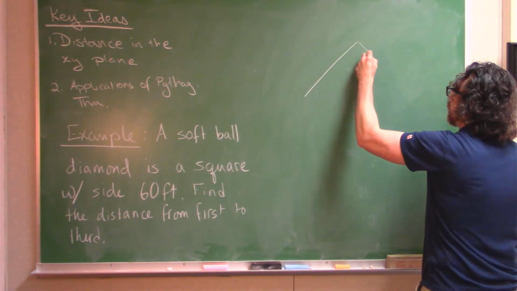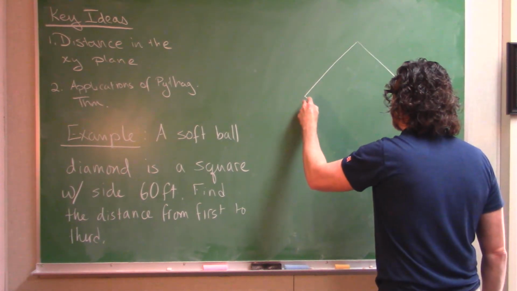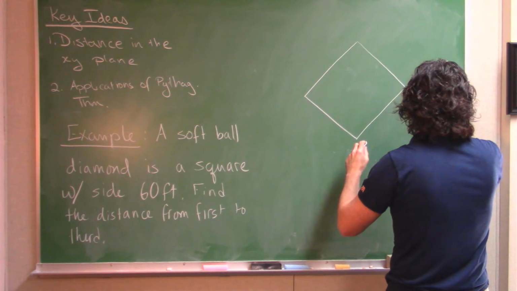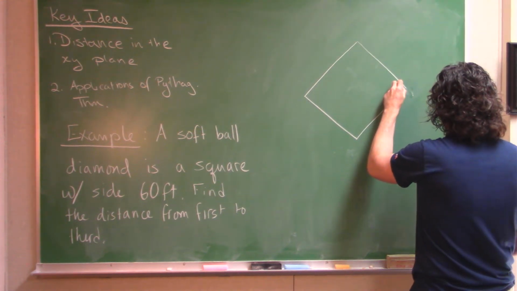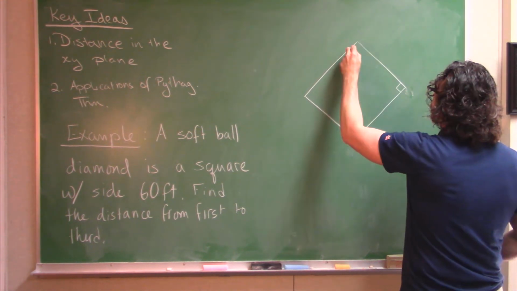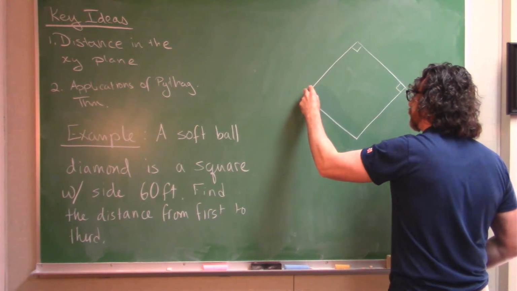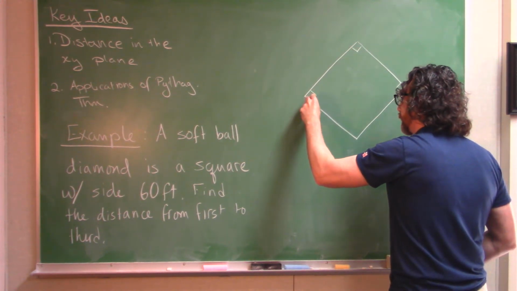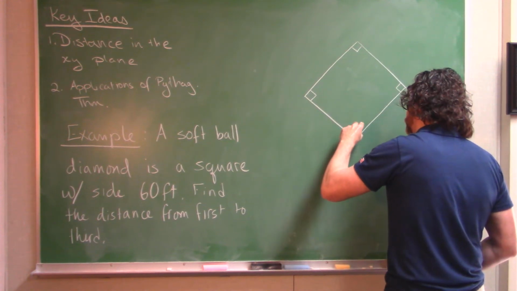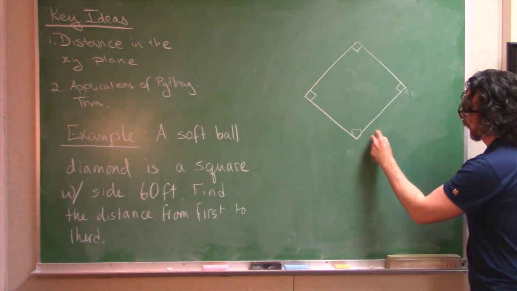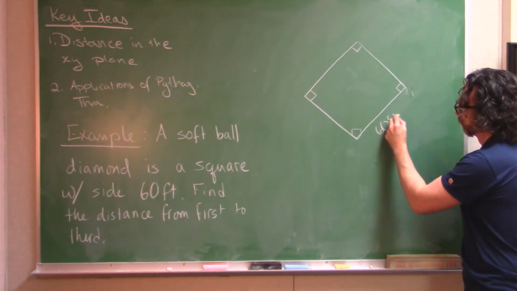Alright, so let me make a little sketch here of our baseball, or softball rather, diamond. Okay, so that's first base, second base, that's third base, there's home plate down there. Okay, so the side is 60 feet.